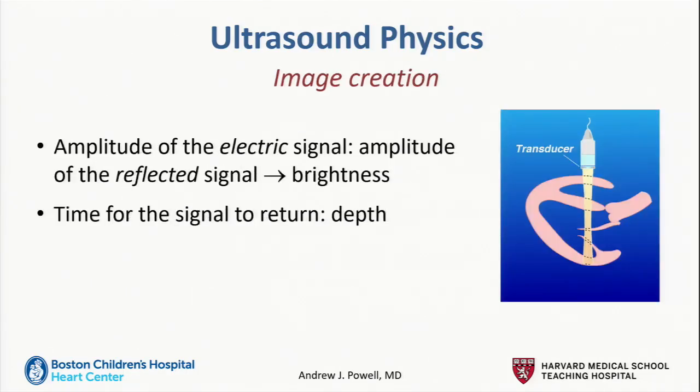All right, so let's talk a little bit more about that. Here you have in this diagram a transducer sending out its sound waves, and the amplitude of that reflected signal will be shown as brightness. So a stronger signal coming back is brighter. And then we also have to map things in space. The way this is going to occur is we're going to look at the time for the signal to come back, and that's going to give us some information about depth.